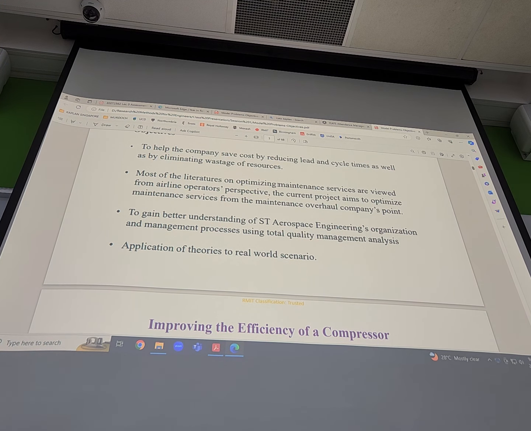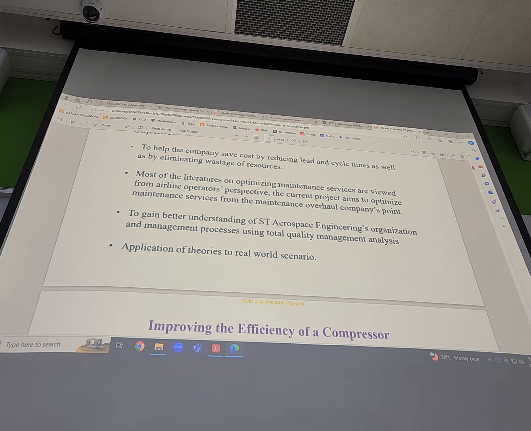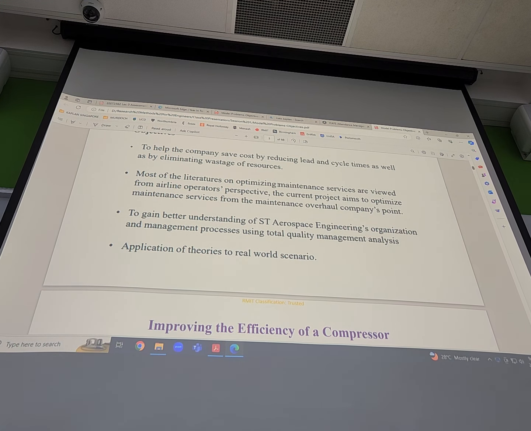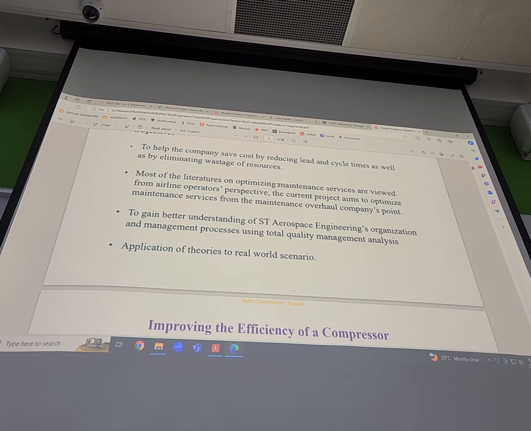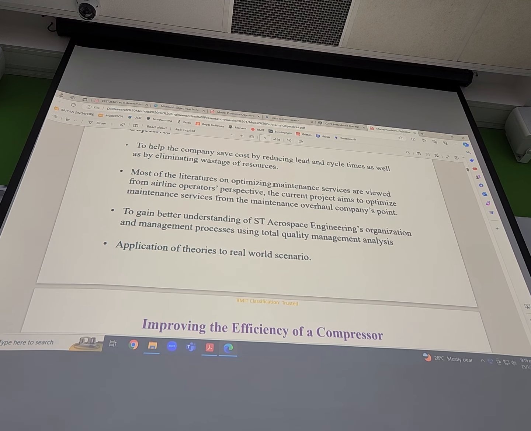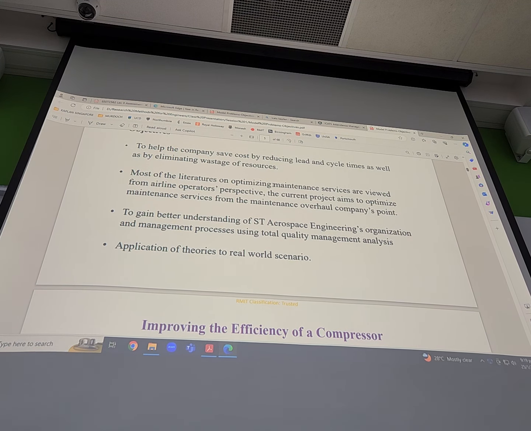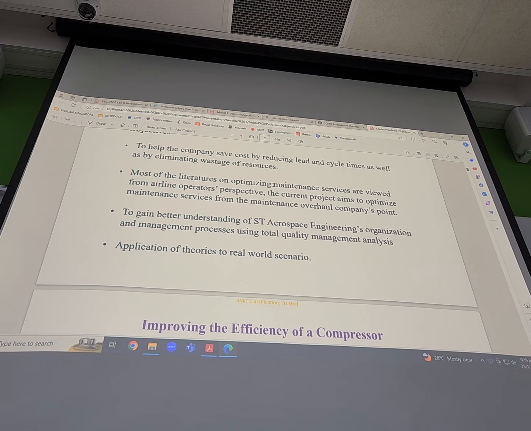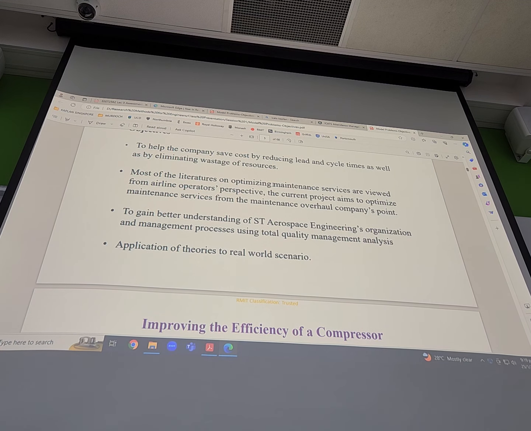Most of the literature on optimizing maintenance services is viewed from the airline operator's perspective. The current project aims to optimize maintenance service from the maintenance overhaul company's point of view. So even this is not a clear objective. This is a vague objective. Next, to gain better understanding of aerospace engineering and management process using total quality management analysis. This is not at all an objective.